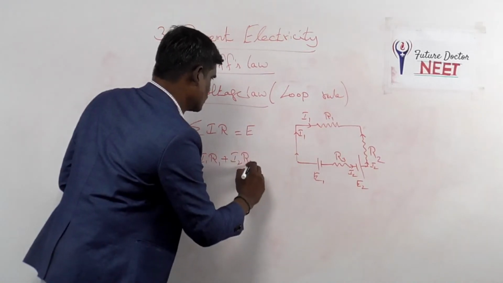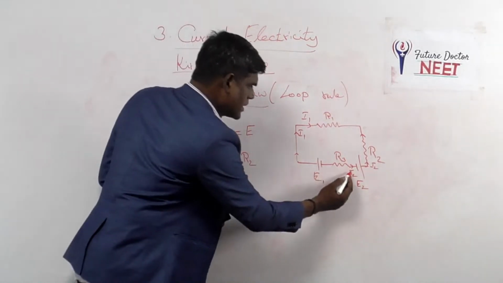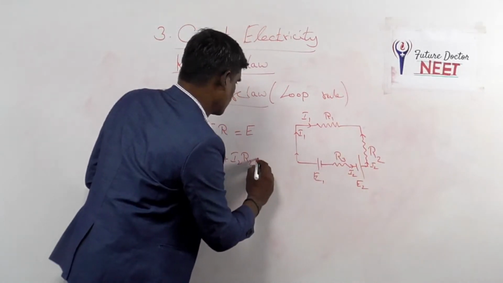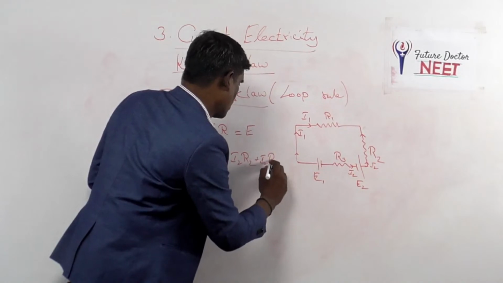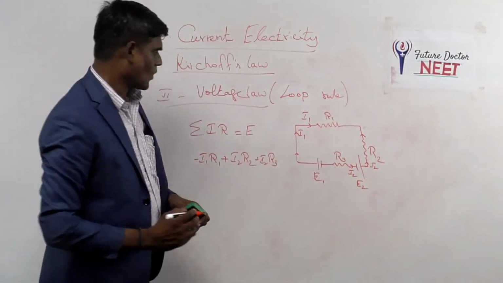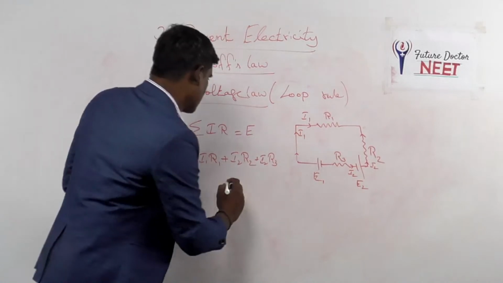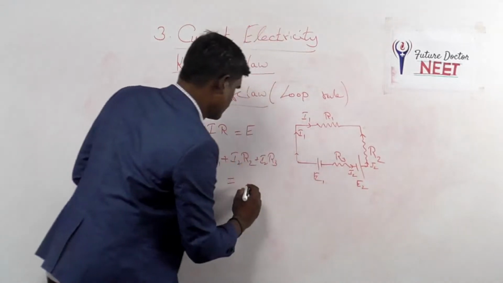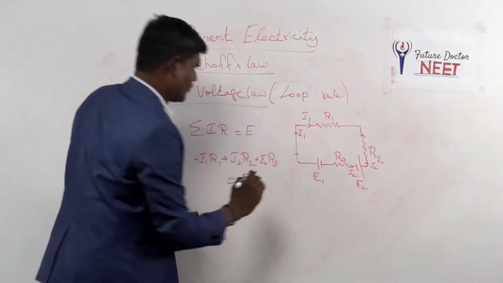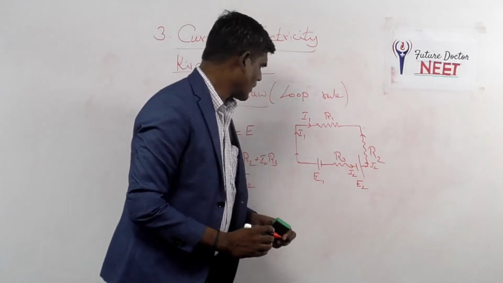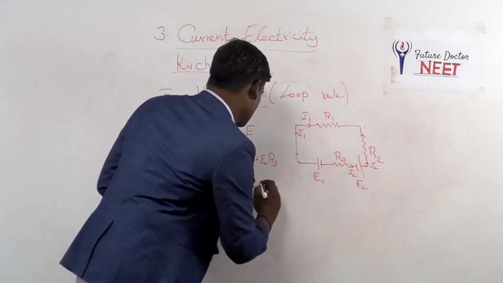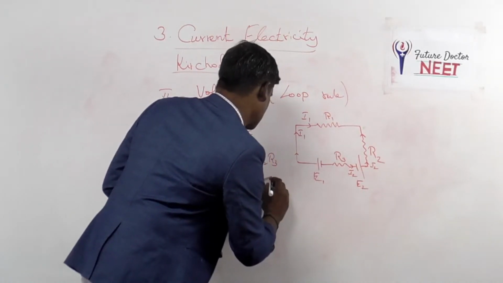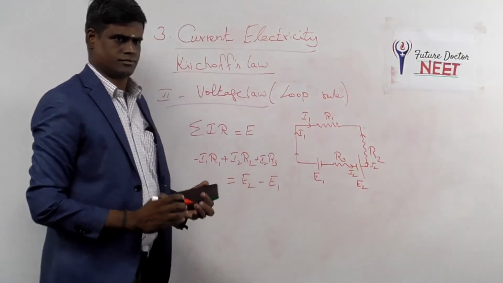I2 R2. And this is also opposite direction, is it so? So plus I2 R3. Okay, I2 R3 is equal to E2. Okay, E2, and then it is moving opposite, so E2 minus E1.